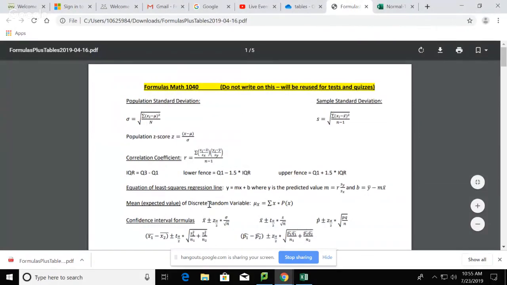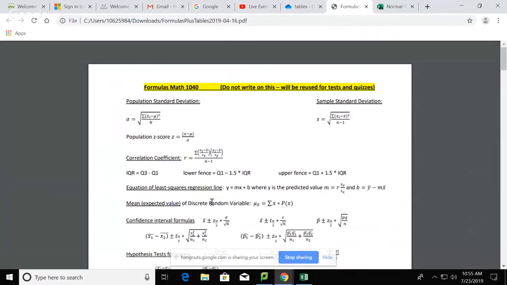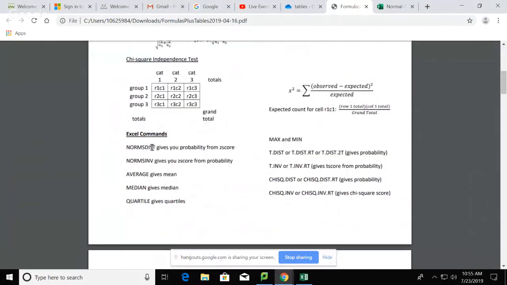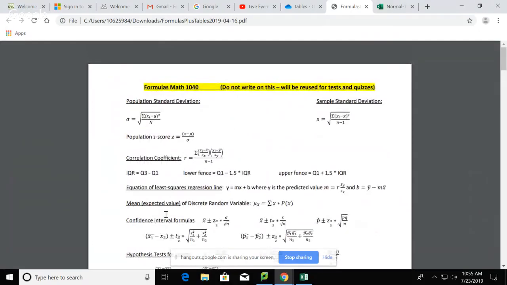All right, here we go. Now, by the way, I don't know that we've gone over this super well, because apparently I give you the formulas and you didn't even know they're there. Norm.dist is right there, do you see that? Average gives the mean, median gives the median, quartile gives the quartiles. I give you all this stuff. I've even given you stuff we haven't learned yet, like your chi-squared equations. All this stuff is here and you don't even look at it.